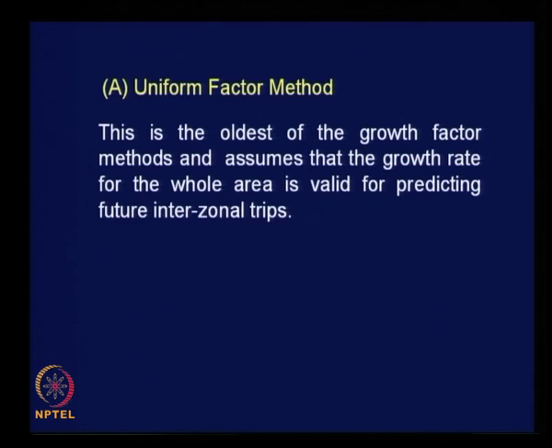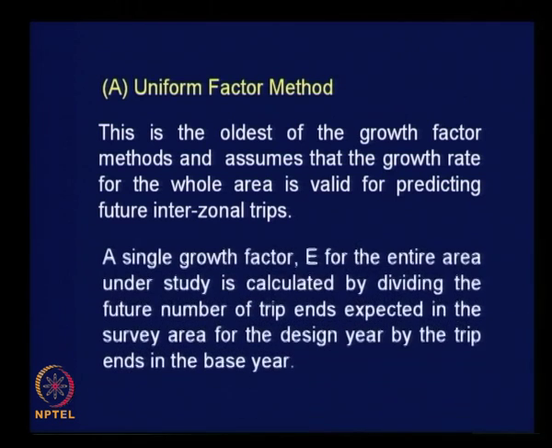And here the assumption is that the urban area grows uniformly over the entire urban space. That is the assumption, that is why it is called the uniform factor method. So, there is a constraint. So, this is the basic assumption.